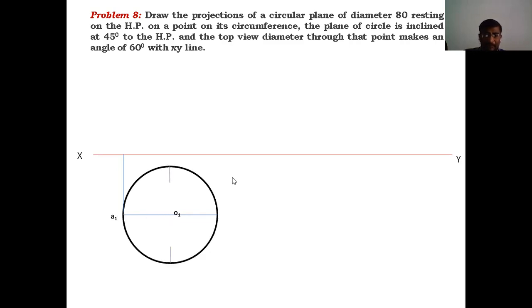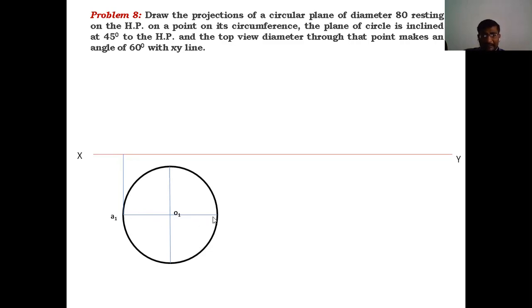After locating the center point, take the radius as 40 mm, since the diameter is given as 80 mm. With this O1 as center, draw a circle. Okay, like this you have to draw a circle. This is the vertical diameter. This is the horizontal diameter.